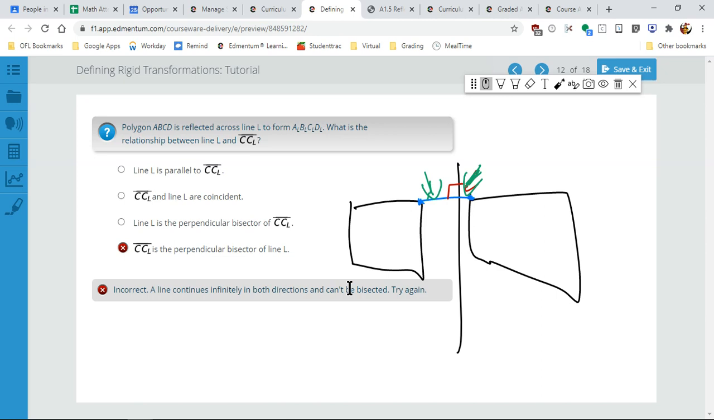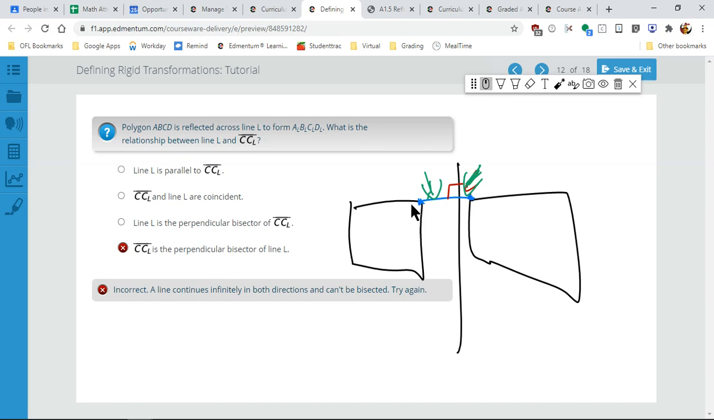Okay, so it is perpendicular. It's just that's not what they were asking for. What is the relationship between this and line L? It's perpendicular. Oh, it's not a... Yeah, it should be a perpendicular bisector. I don't know what's wrong with this one, guys.